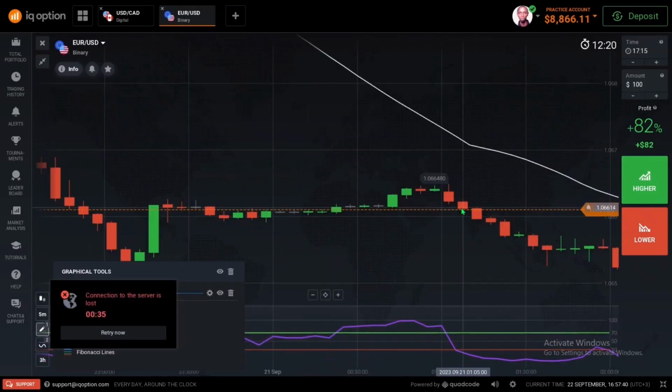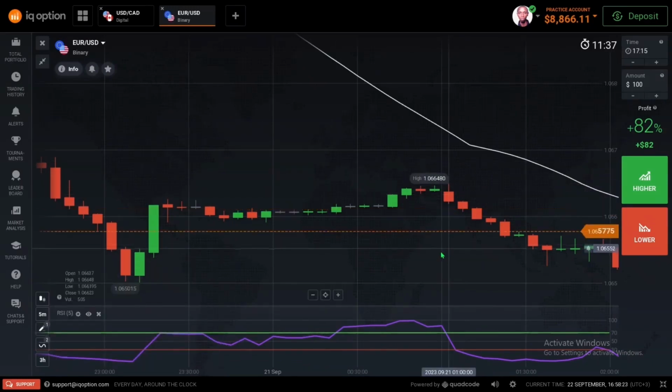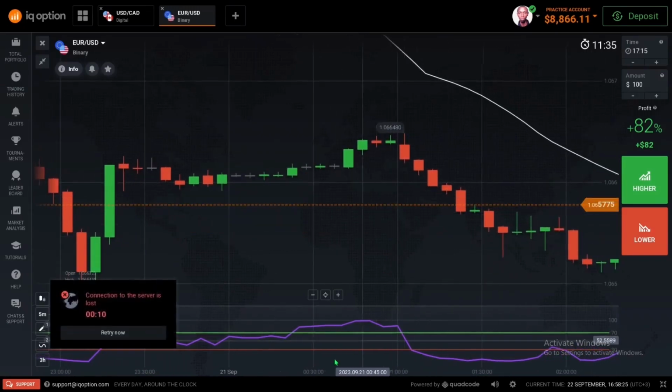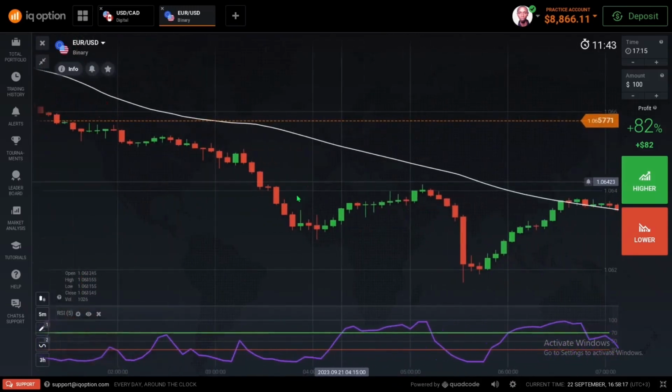As you can see here, we got a sell signal. However, we ignore this trade because of the time. We only consider trades between 7 a.m. and 9 p.m. Let us look for a better signal.